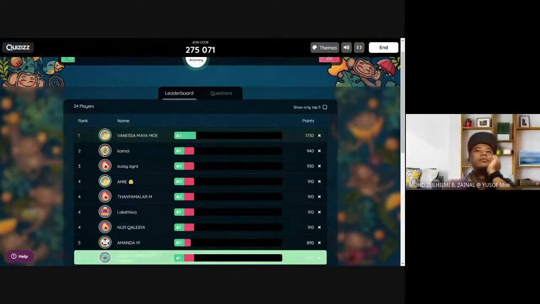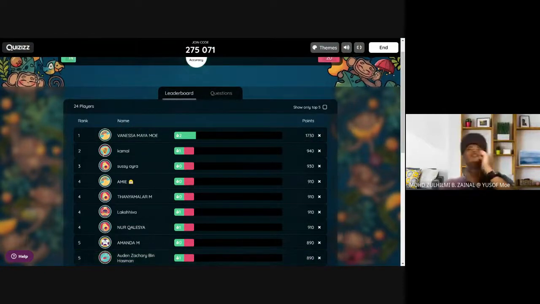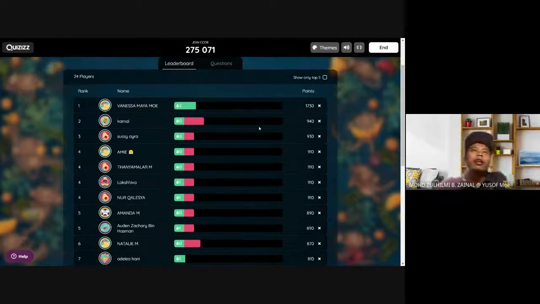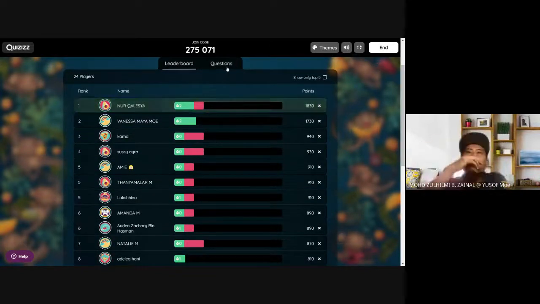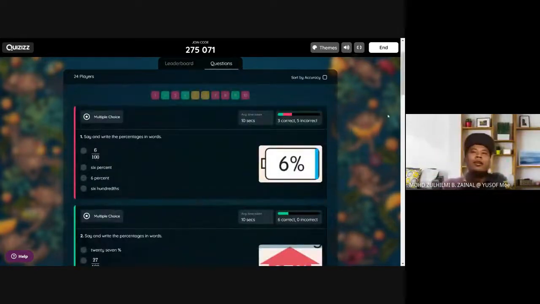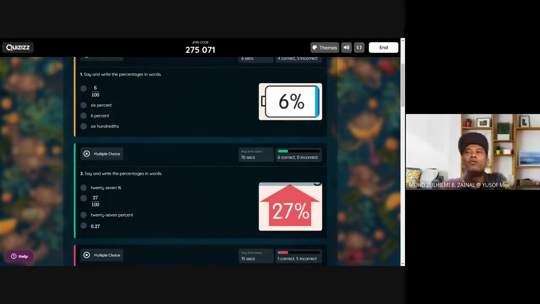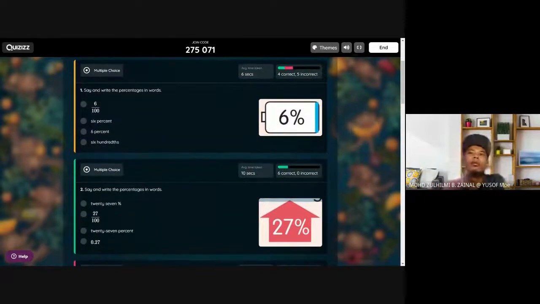You have to read the question properly. Make sure to know whether the question asks you to write in words, in fractions, or in decimals.